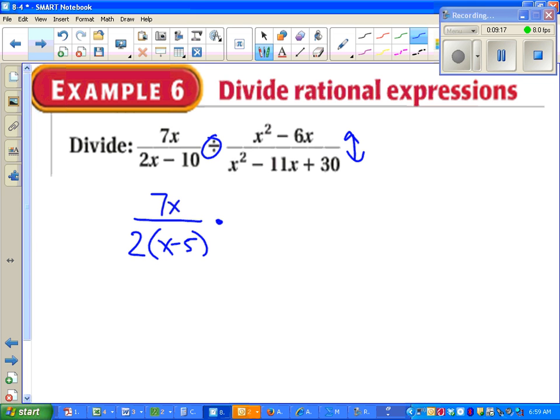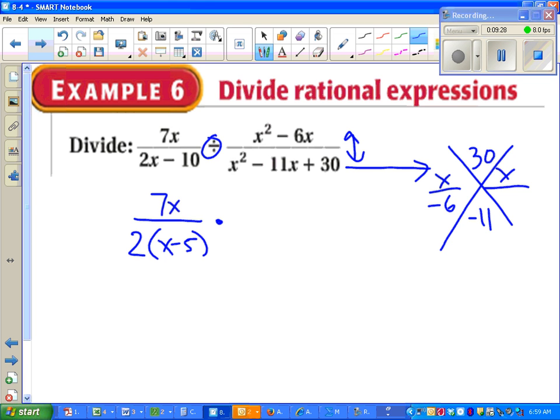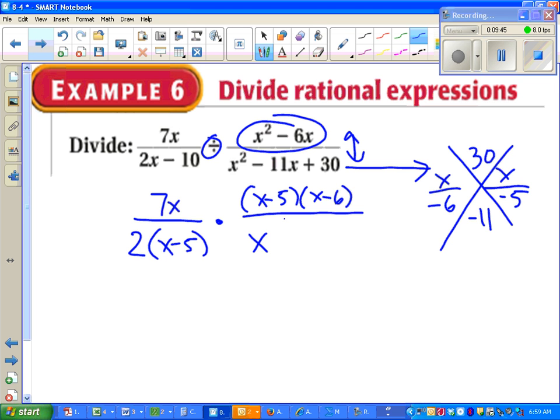Changing that divide to a times, which means I'm going to flip my fraction. So first I'll factor this guy. It looks like it's a Clinton magic problem. Two numbers that multiply to give 30, add to give -11, -6 and 5. Again, I'm flipping, so this now goes on top. On the bottom, you can't use Clinton magic, that x squared minus 6, but there is a GCF. Take out an x, and I'm left with x minus 6.